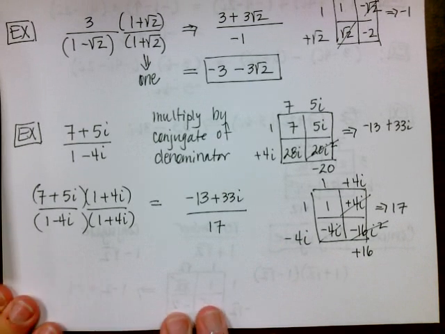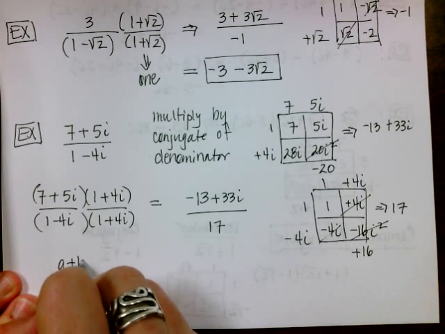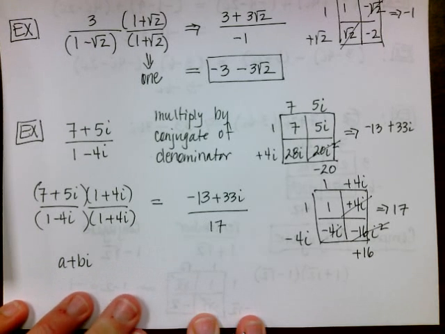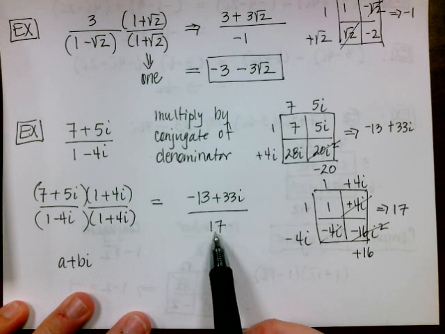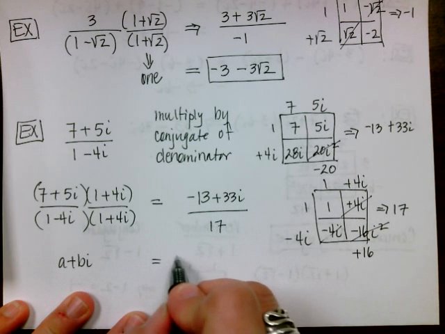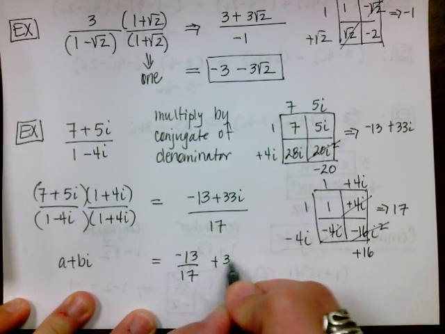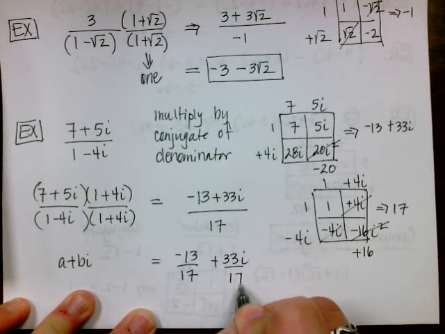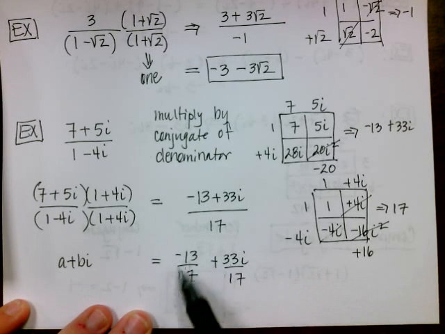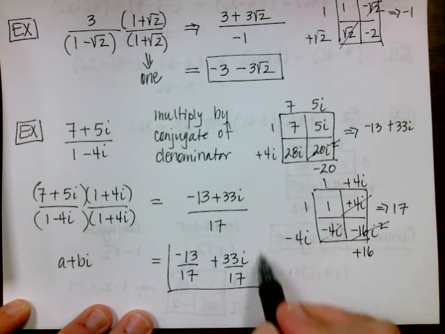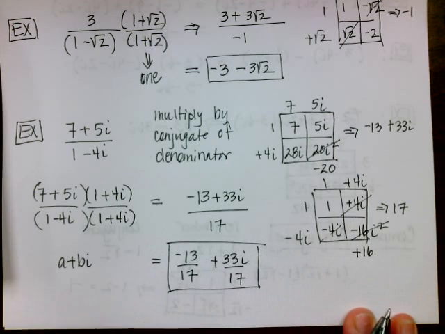If you'll remember, standard form for a complex number is a plus bi, which means that I need to separate this into two additional fractions. So it's going to be negative 13 over 17 plus 33i over 17. You have to split this up into two separate fractions, and it has to be written in this manner. And this is going to be your answer to this problem.